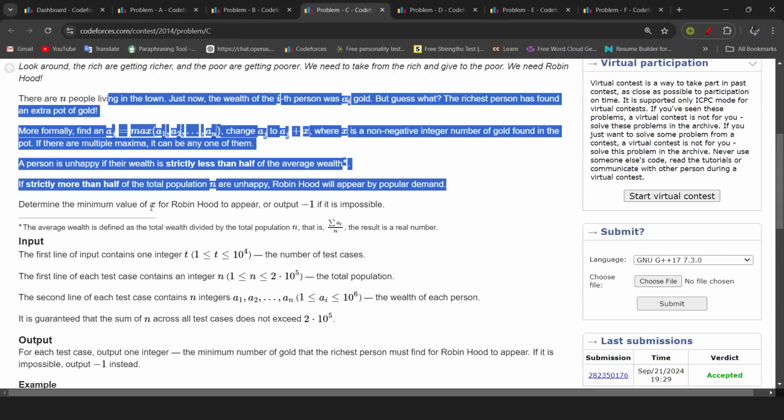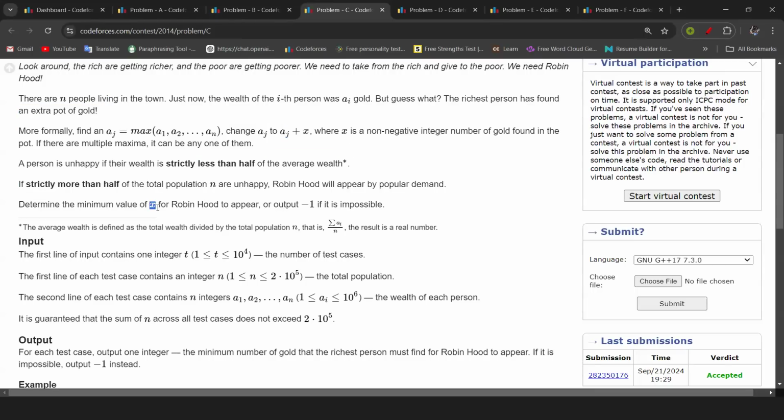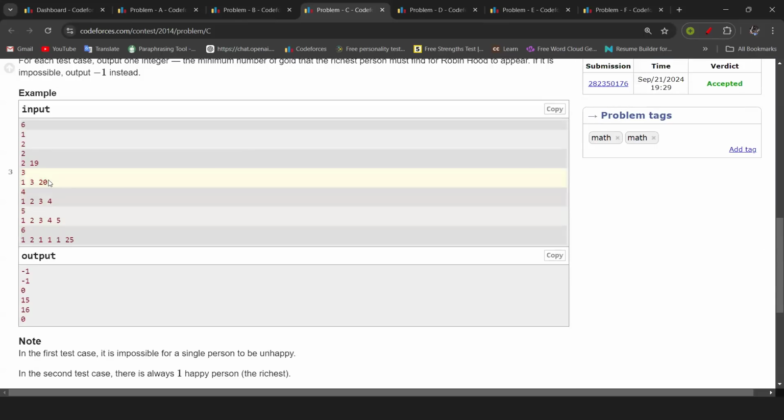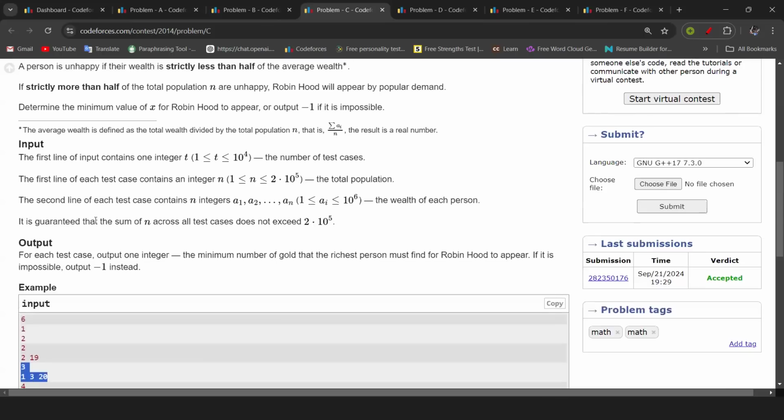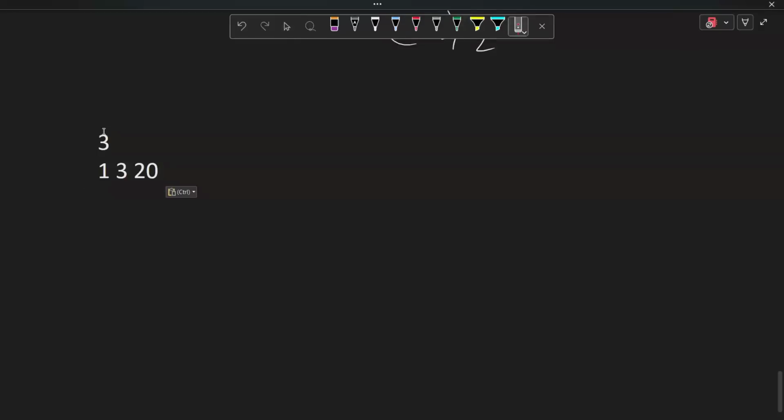Now we are told this x can be a variable. You need to find the minimum value of such an x so that Robin Hood appears. And if that is not possible in any case, you need to output -1. Okay, so let's look at an example to understand more clearly what we need to do. Let's say this is the test case. You are given that this is n, and you are just given an array 1, 3, 20.